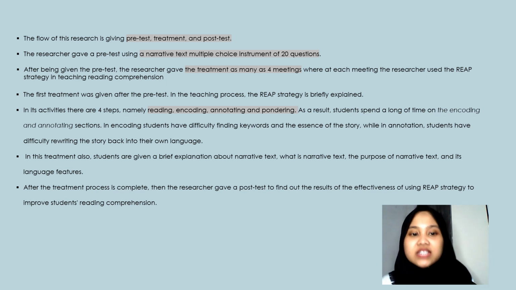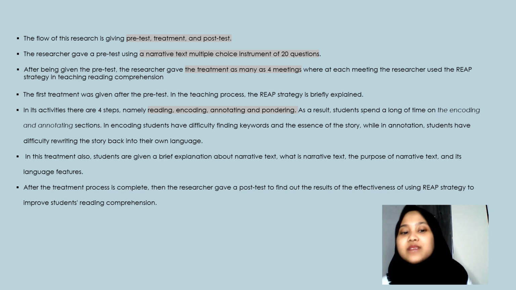In its activity, there are 4 steps, namely reading, encoding, annotating, and pondering. As a result, students spend a lot of time on the encoding and annotating sections. In encoding, students have difficulty finding keywords and the essence of the story, while in annotating, students have difficulty rewriting the story in their own language. In this treatment also, students are given a brief explanation about narrative text: what is narrative text, the purpose of narrative text, and its language features.